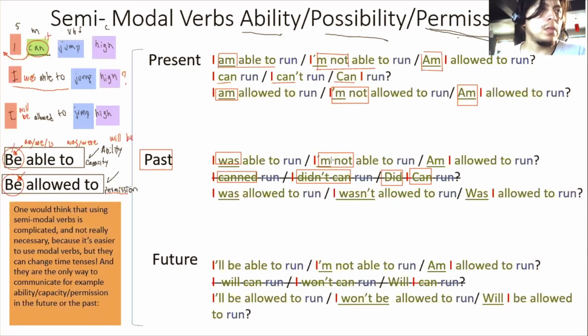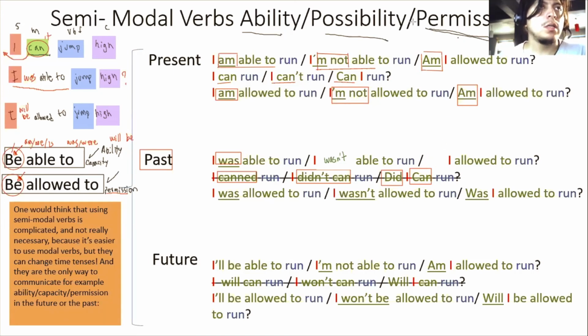Well, this will be different. I think this is a mistake. Let me correct this one. How would you say this in the negative? In the past, I didn't really change it. So in the past, I think it will be I, the verb to be in the past, was, and it takes the negative. I wasn't able to. Okay, I wasn't able to run. In this case, I forgot to change this too.